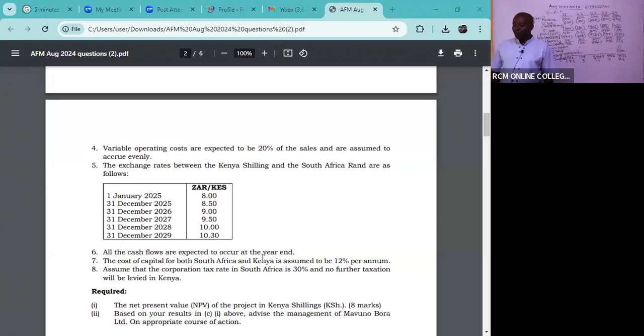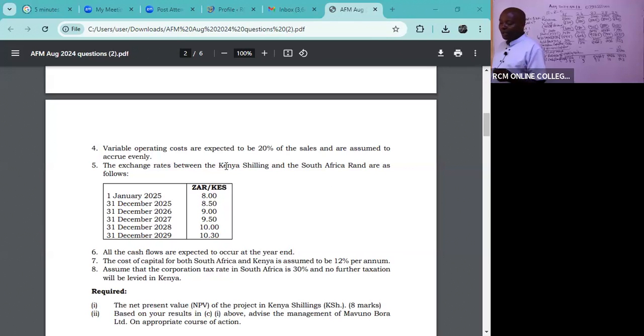Which I believe must also have been a mistake. It should have been the other way around. It should have been Kenya shillings per South African rand. The exchange rate between the Kenya shilling and the South African rand is as follows.